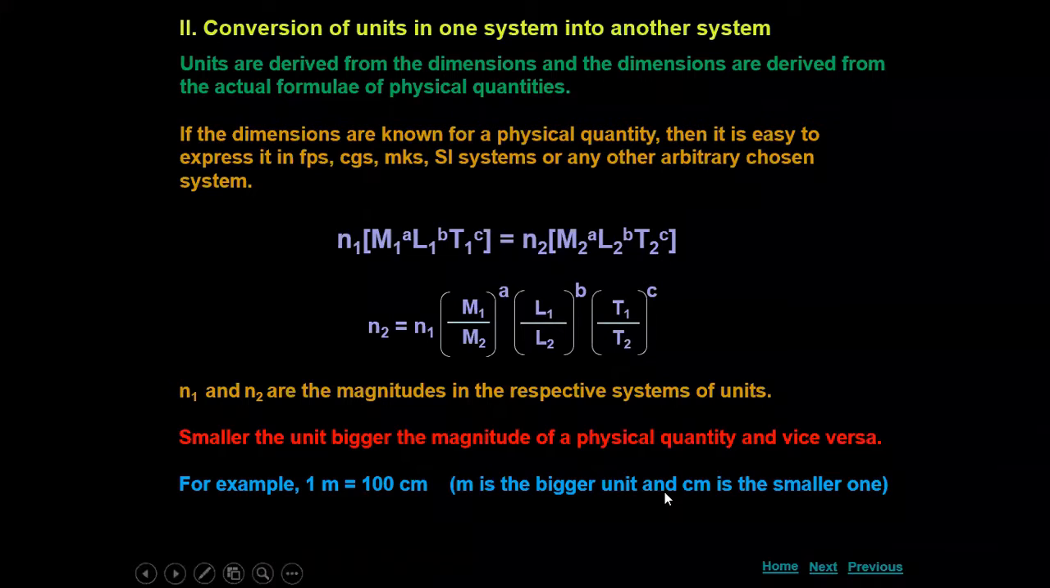Meter is bigger and centimeter is the smaller one. Smaller the unit, bigger the magnitude. This is a known thing. See, 1 meter is equal to 100 centimeters. Here centimeter is a smaller unit, whereas its magnitude is bigger. That is what we have represented above. Meter is a bigger unit, whereas its magnitude is less. So the smaller unit will have bigger magnitude. That is what it means, right?